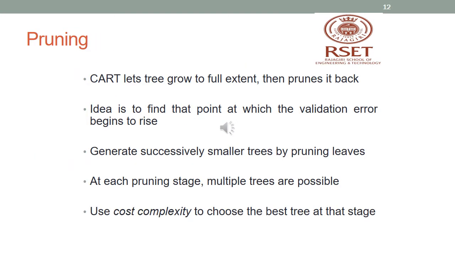In this slide, I am going to explain what pruning is. CART lets the tree grow to its full extent, then we need to prune it back. The idea is to find the point at which the validation error begins to rise. So we have to generate a smaller tree by pruning the leaves. At each pruning stage, multiple trees are possible, and here we need to use cost complexity to choose the best tree at that stage.